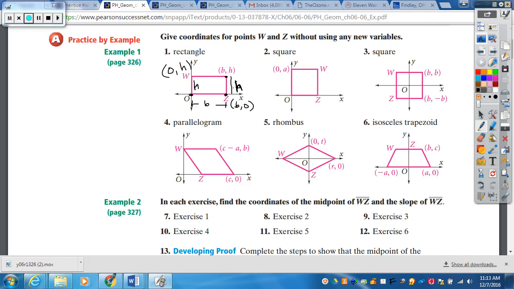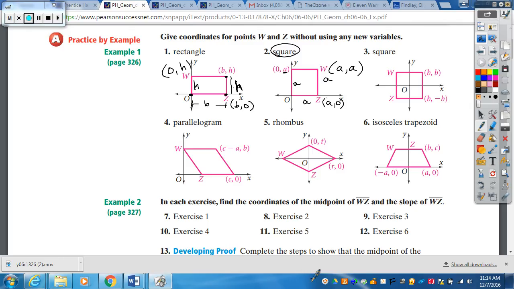Okay. For number 2, the key is that this is a square. Without that understanding, we can't finish this problem. I know that this length here is the length of A, the Y value. That would make this length A and this length A. So Z is A units from 0, so A comma 0. I'm not going up or down. To get to W, I'm going to go over A and up A, so it's going to be A comma A.